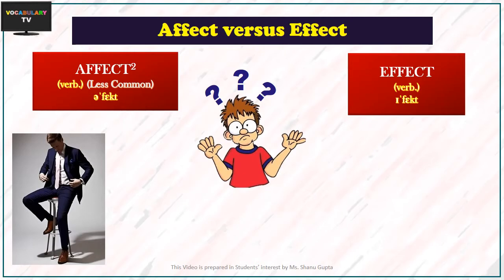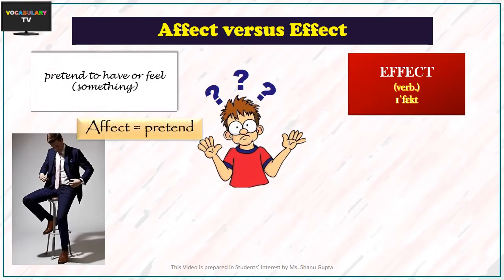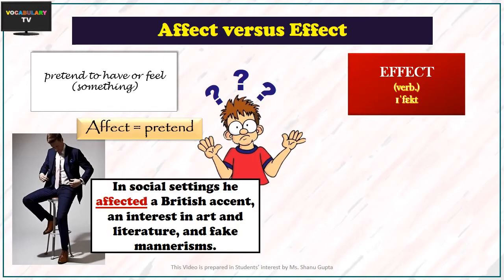The confusion between these words is compounded by the fact that both affect and effect have alternate meanings apart from the ones we discussed. The verb affect can also mean to fake an emotion or a quality or to pretend something. For example, if I say that in social settings he affected a British accent, an interest in art and literature, and fake mannerisms, the sentence implies that this guy's British accent, interest in art and literature, and his manners were all fake, a pretense so that he could impress others.